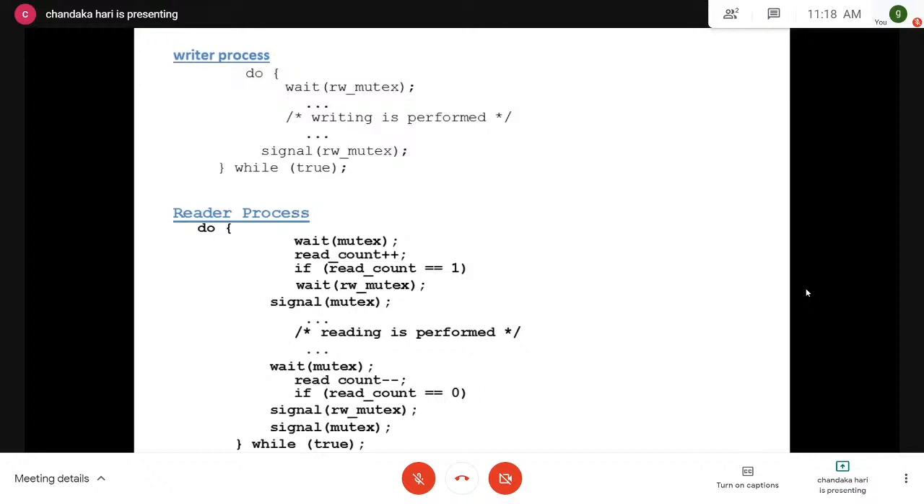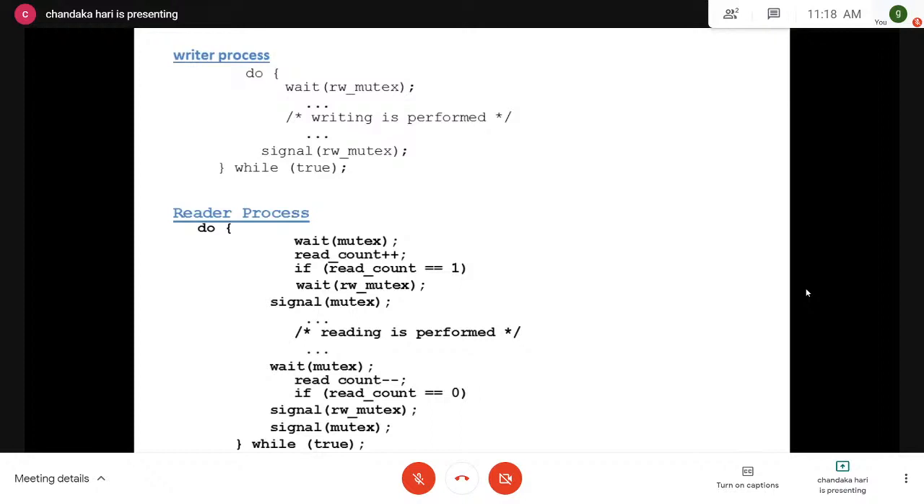Now coming to the reader process. If any process wants to enter into the critical section, first of all, it has to wait for the mutex variable of read count. You have to get the semaphore variable of read count. The semaphore variable of read count, we name it as mutex.